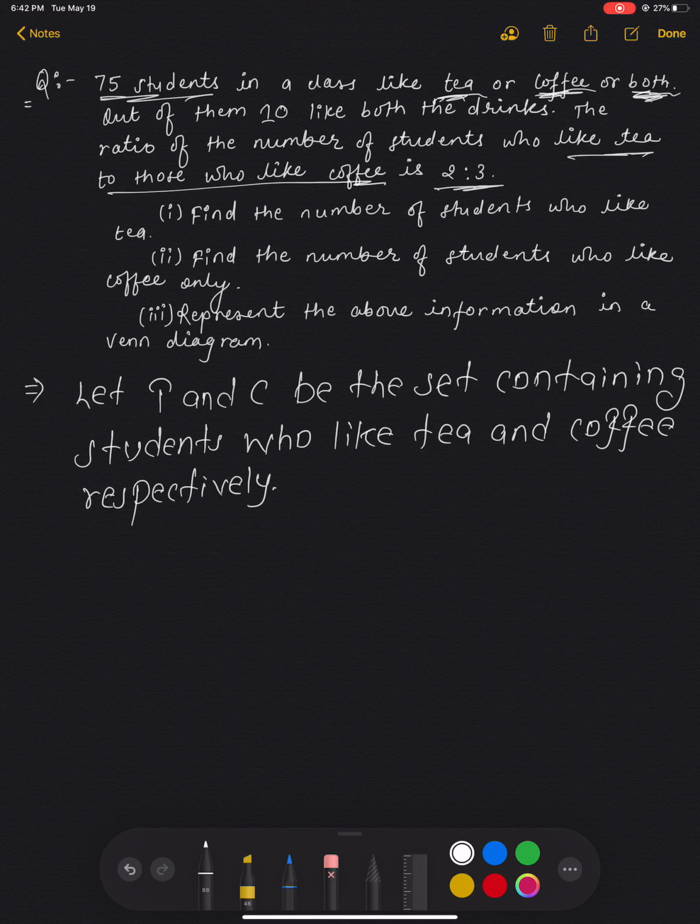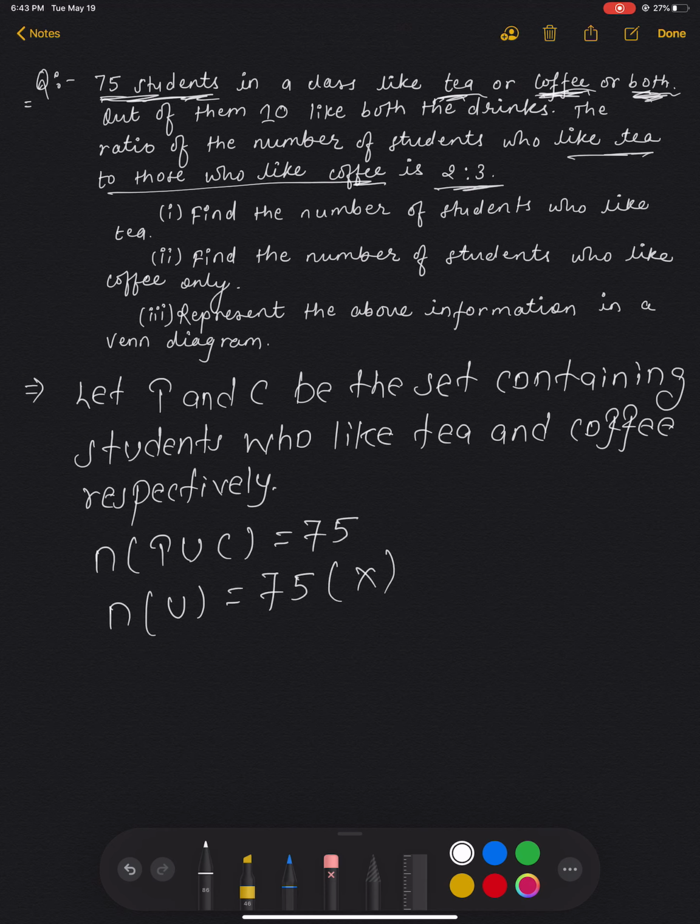So now let's consider two sets T and C, which contain students who like tea and coffee respectively. Since it is mentioned that 75 students like tea or coffee or both, that means n(T union C) is equal to 75. As I mentioned before, many students write n(U) is equal to 75, which is completely wrong. So please remember that. Let me erase this.